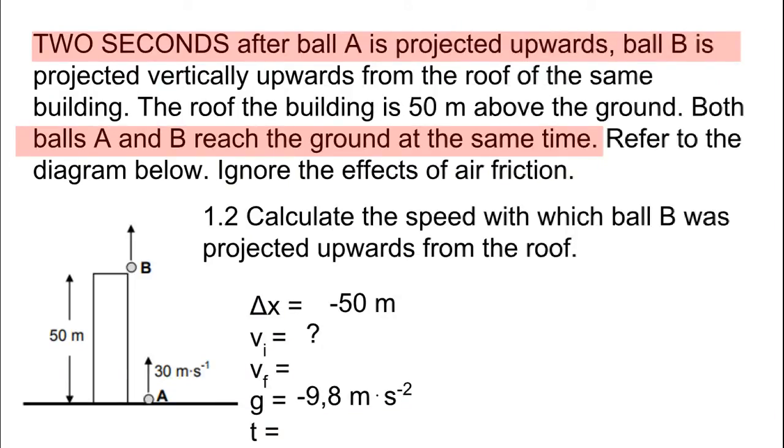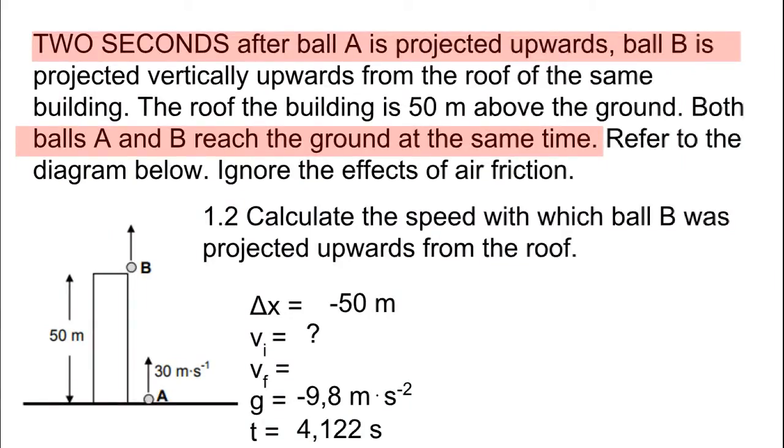So what do I know about the time? I already calculated the time it took for A, which was 6.122 seconds. Ball B did the displacement in 2 seconds less. Therefore, I know that the time that B used to do this projectile motion must be 4.122 seconds.